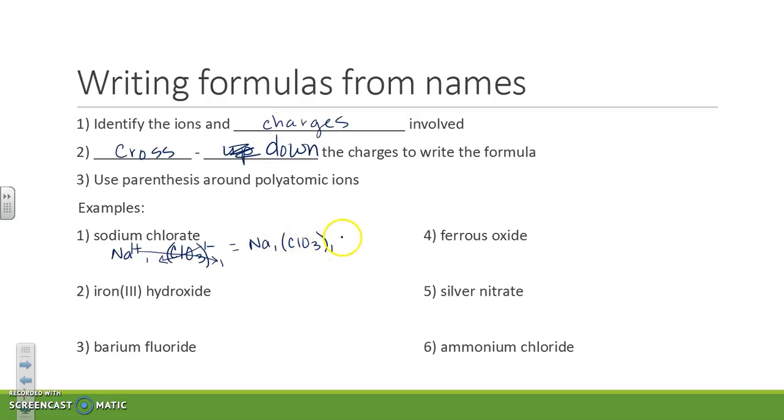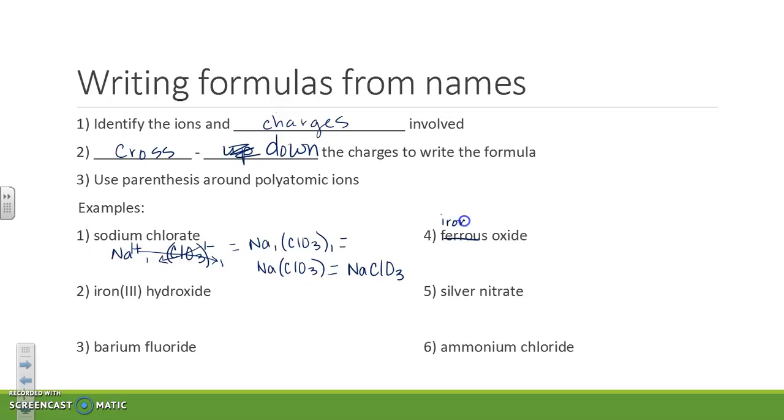Do we write ones? No. So we take the ones out, and it would be NaClO3. Well, since there's nothing behind that parentheses, do I have to have it? Not really. Can I keep it? Sure. It's not wrong. There you go. Oh, not bad, right?